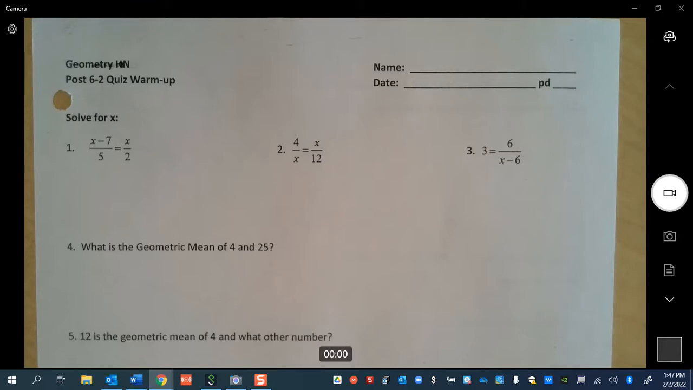So I need to be careful watching the clock, making sure that we don't review too long, and that you get enough time to complete your work. Sound okay? All right, so here we go.